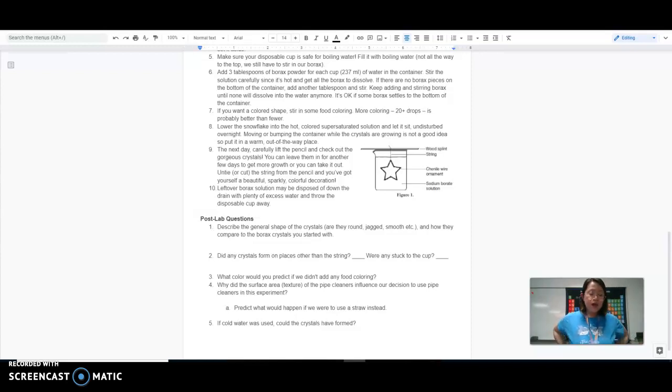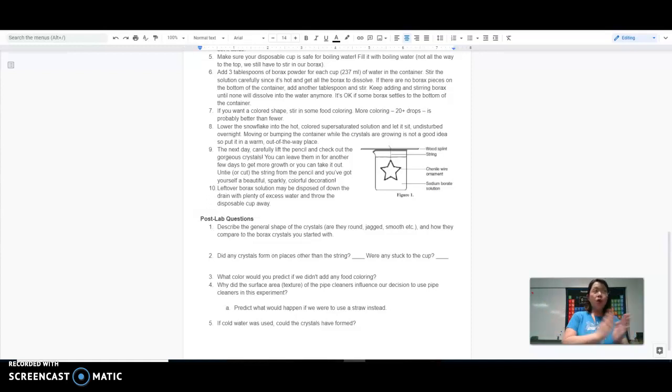All right, and then 5, if cold water was used, could the crystals have formed? Probably not, because with this lab, what we're trying to do is have the solubility at a higher point to start with, but then we're cooling it down to a lower solubility, and then that difference in solubility allows the excess solute to settle out and precipitate as the crystals.